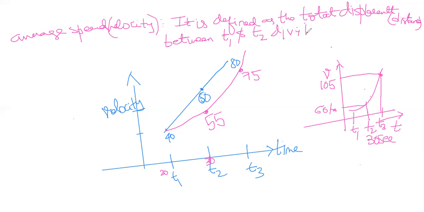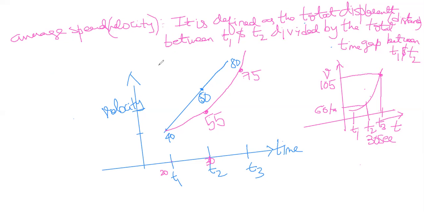divided by the total time gap. Then it's the average speed, not average time. Let me read, you will understand everything, between t1 and t2. See, I will tell you now. There is nothing like average time.